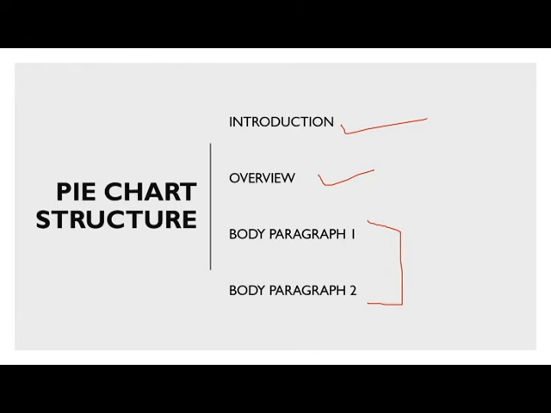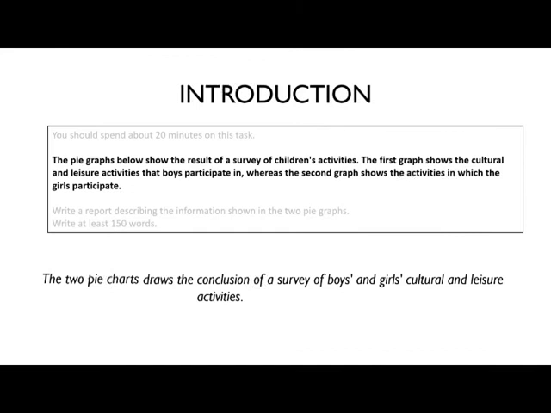Now let's look at the next part, the introduction. Let's look at the question here. The question says the pie graphs below show the result of a survey of children's activities. The first graph shows the cultural and leisure activities that boys participate in, whereas the second graph shows the activities in which the girls participate. The first step we'll be doing is paraphrasing the question. I am paraphrasing the exact question. I am not trying to write the same thing.